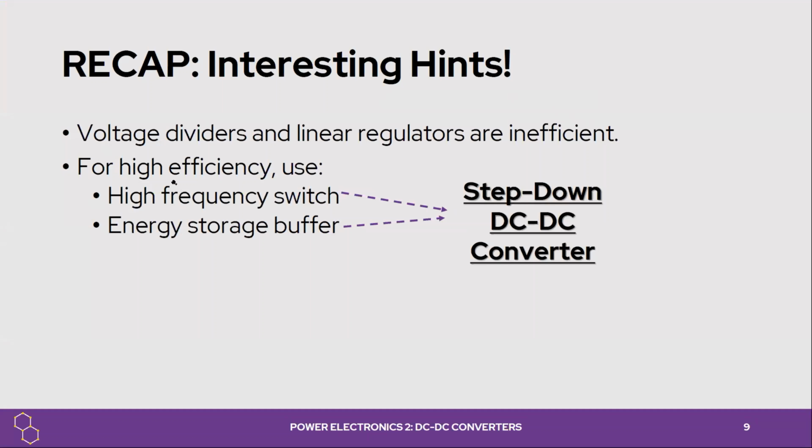And for high efficiency, as we said, we use a high frequency switch like the transistors and the driver circuit of the transistor, which controls the whole circuit, you can say. And the energy store buffer acts like a filter, which is the capacitor. It stores energy, and the inductor also stores energy, and they filter the output to smooth the sharp edges to make it more DC.